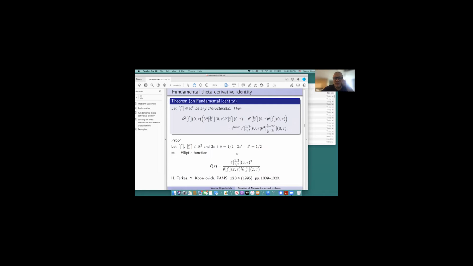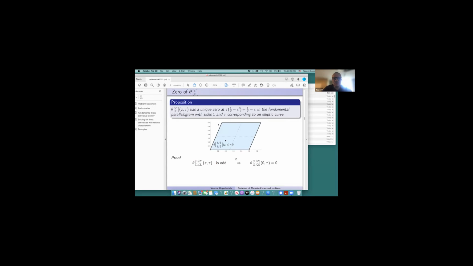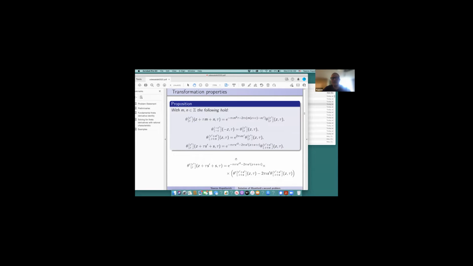Well, all you need to do now is to consider this function, right? You take theta half to the cube, and you have theta epsilon prime squared times theta delta prime, z, tau. Now, the fundamental claim is that this function is periodic on the fundamental parallelogram. And how can you prove it? Well, all you need to do is to go back to this formula.